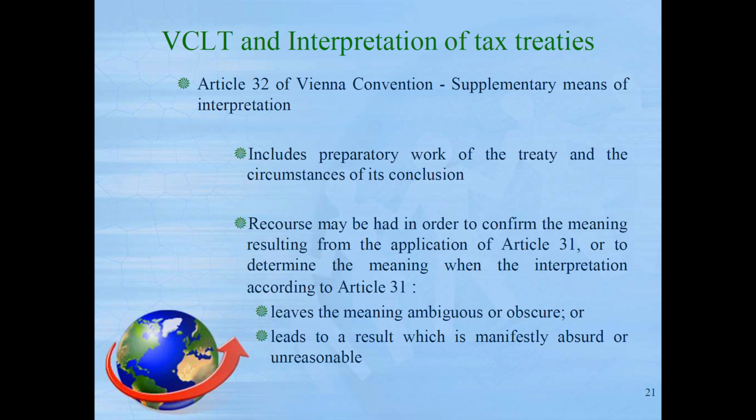Recourse to this needs to be taken if, while interpreting under Article 31, the interpretation gives a meaning which is ambiguous, not clear, or it leads to a result which is manifestly absurd or unreasonable. Then only we need to take recourse to Article 32.